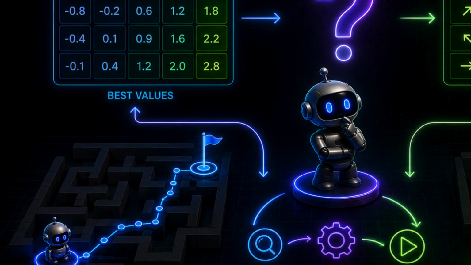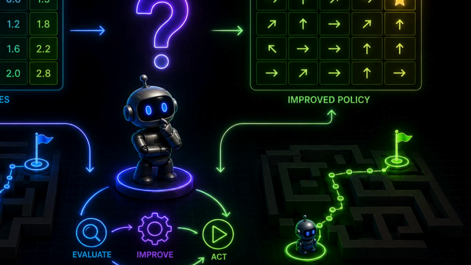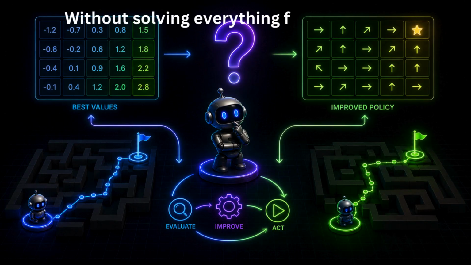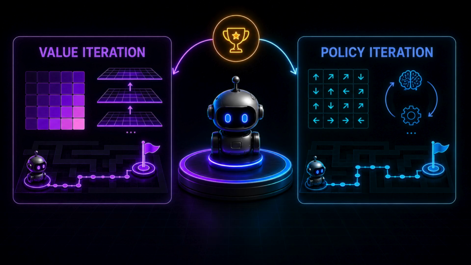But this is only the beginning, because now that we know how to represent the problem, the next question is, how do we efficiently find the best values and improve the policy without solving everything from scratch? That's where value iteration and policy iteration come in. And that's exactly what we'll explore in the next video.